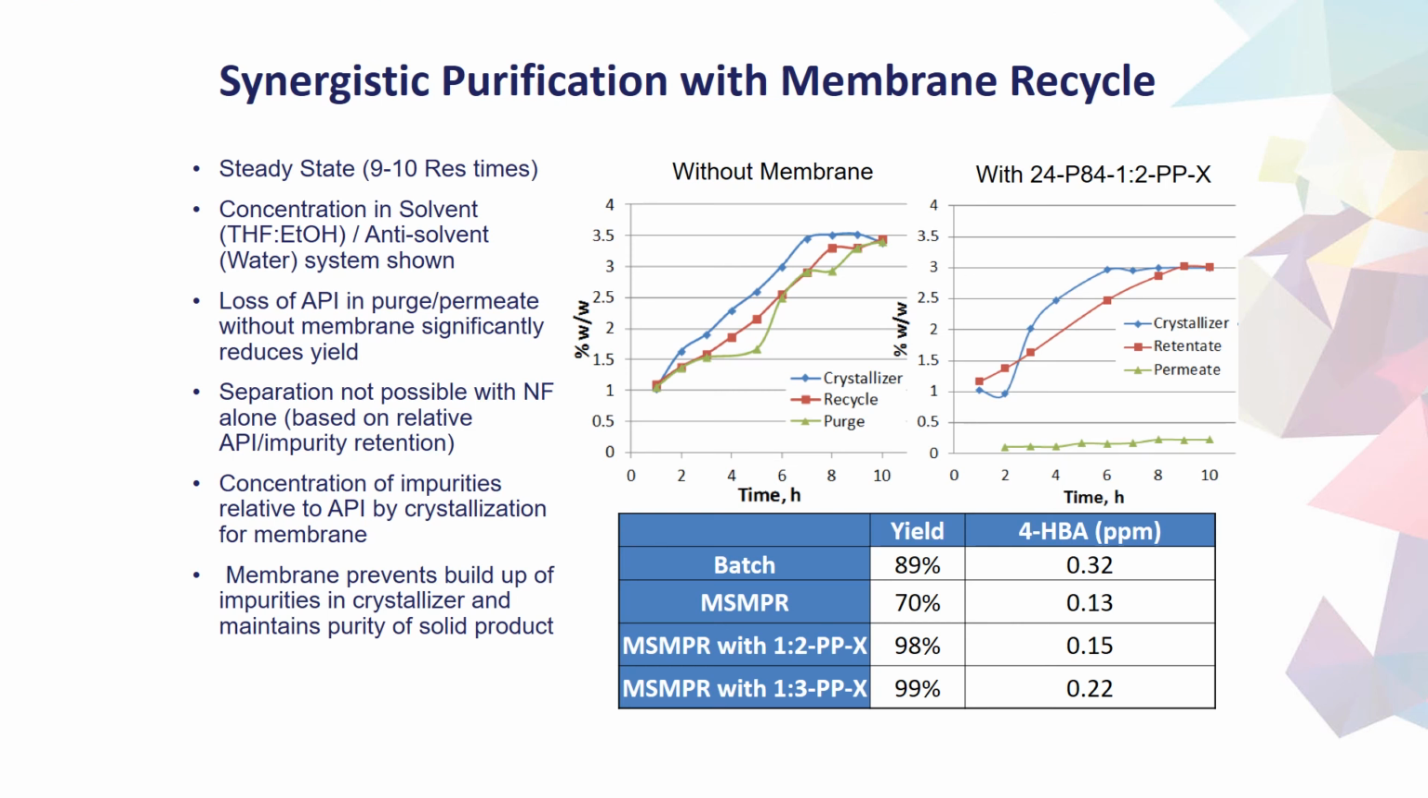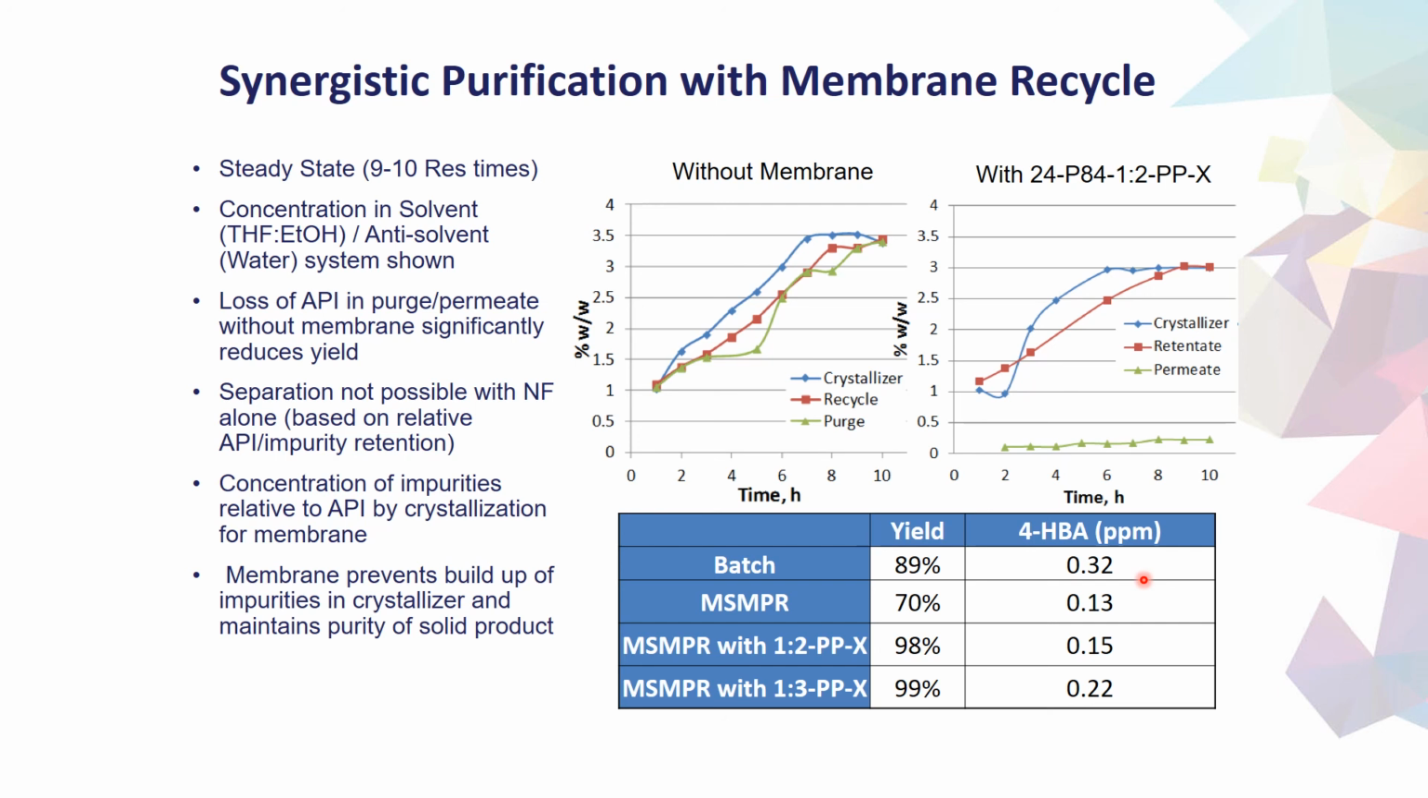So in the case of this deferasirox demonstrating system, the answer was yes. The results are shown here for batch crystallization, which could achieve a yield of 90% and reach down to a 0.32 ppm concentration in the product of 4-hydrazinobenzoic acid.